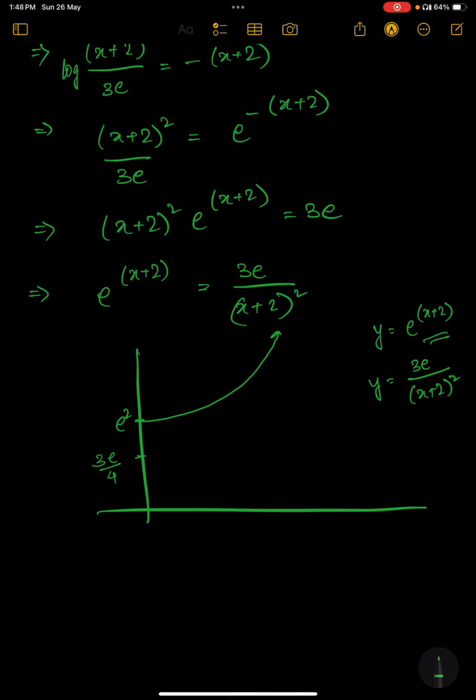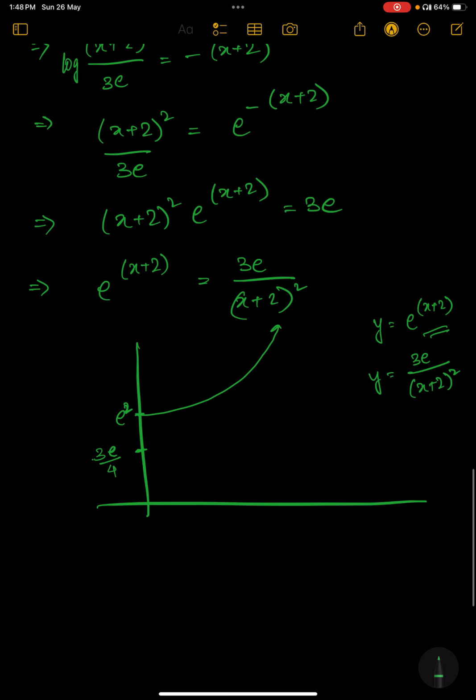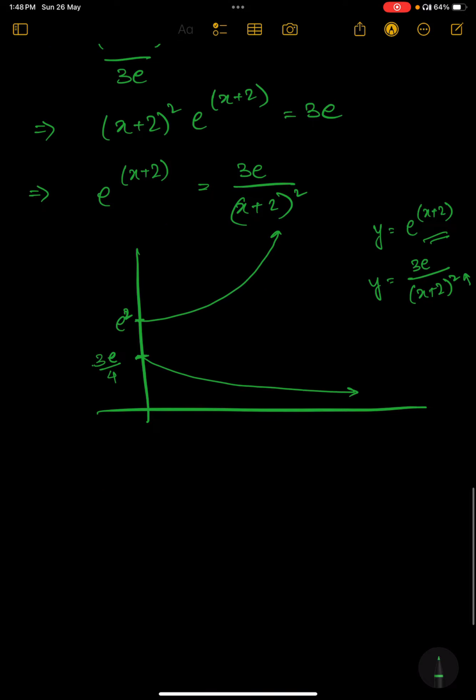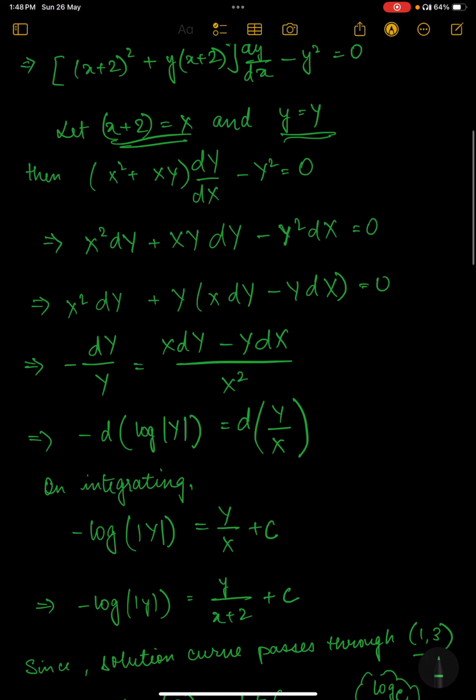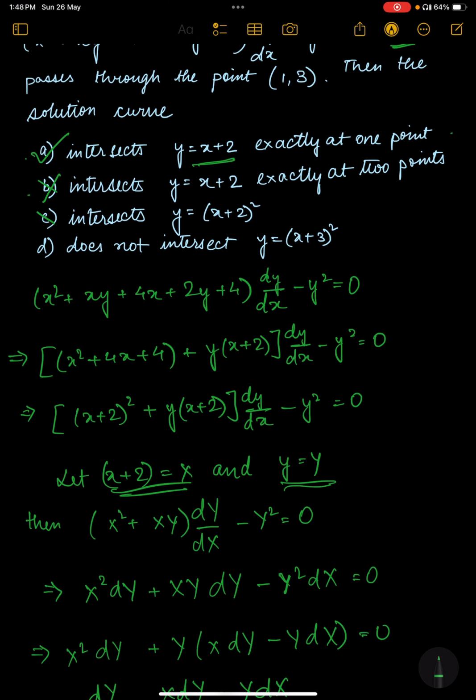Very clear, right? This term 3e by 4 will definitely be less than e square. So this will come somewhere, I'll put it down here. And as the value of x increases, the denominator value increases and the numerator is constant, so this value will keep going down. So clearly they have no solution. Again, one thing very important to keep in mind is that x is always greater than 0. This condition is given to us from the question itself. So they don't have any solution. Now going back to the options, this is not applicable.